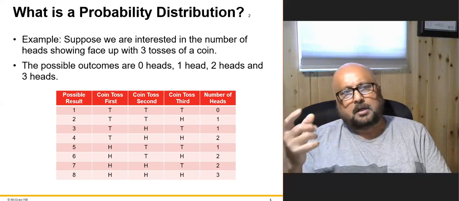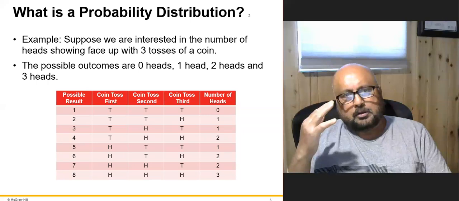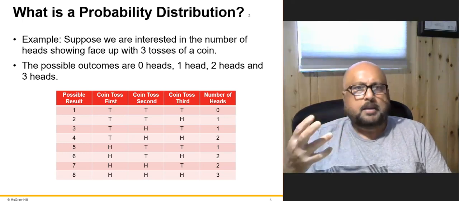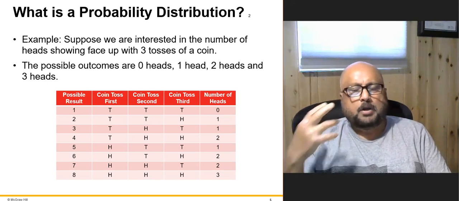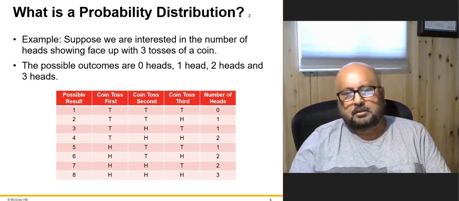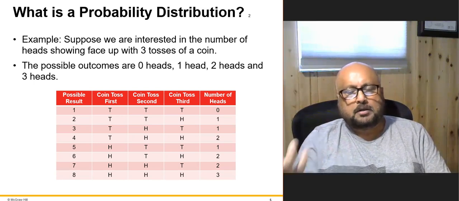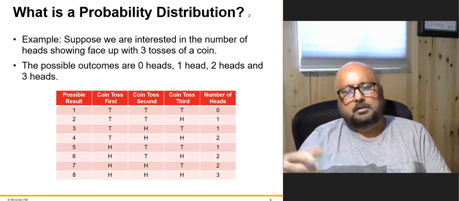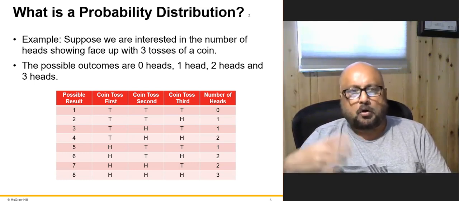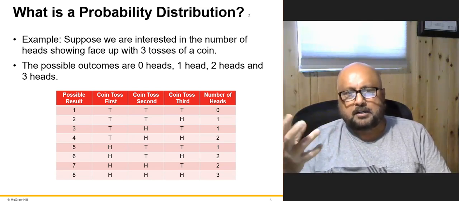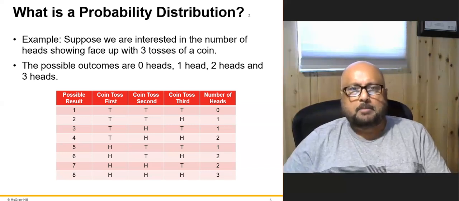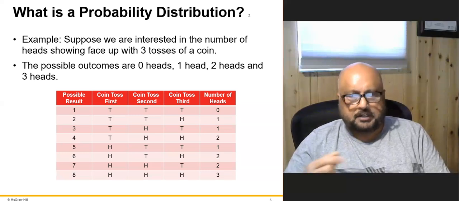So let's say, to understand it better, we want to see how many times heads shows up when we toss a coin. On any coin, how many heads do we have? One head, one tail. You're tossing a coin 3 times, 3 tosses of a coin. How many times does the head show up? So basically, you're doing it 3 times.